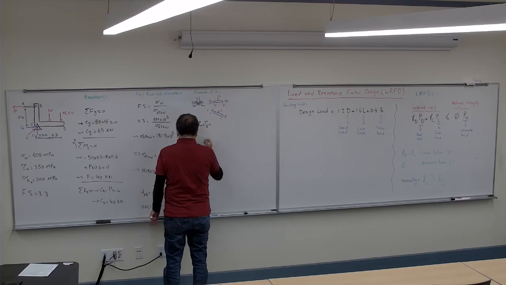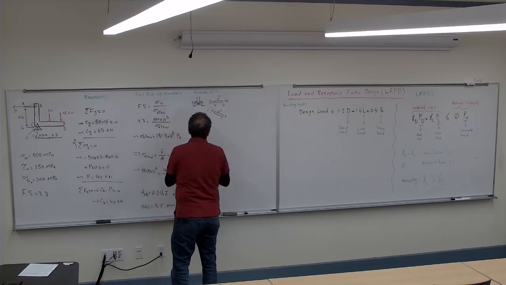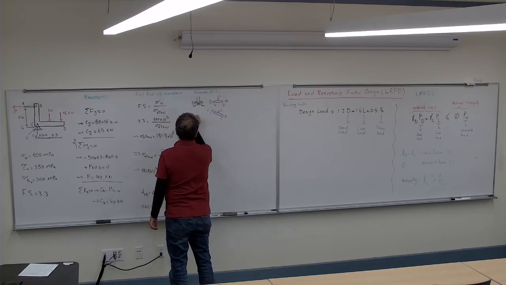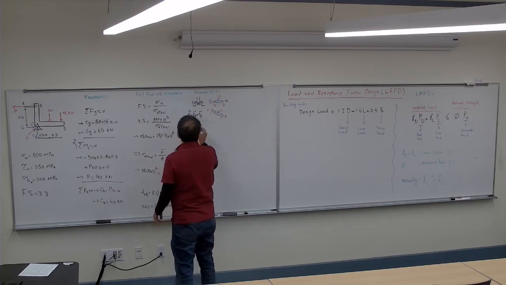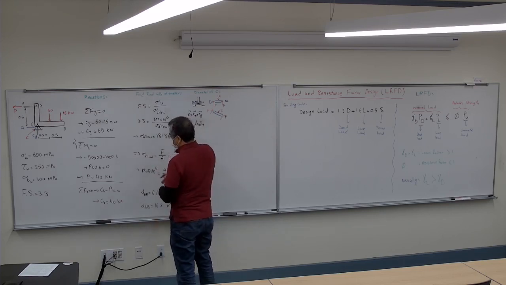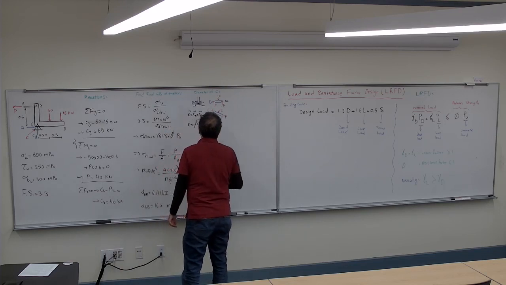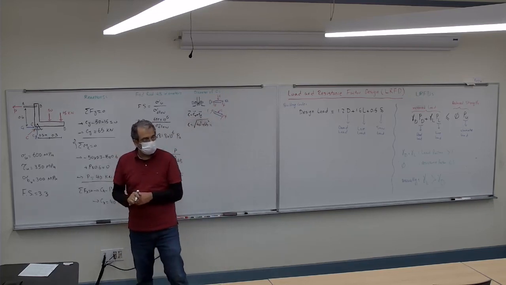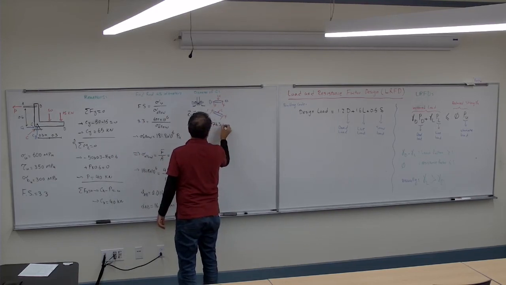Or I can say, so C is square root of 40 plus 65, would be 76.3. How much? 76.3 kilonewton.